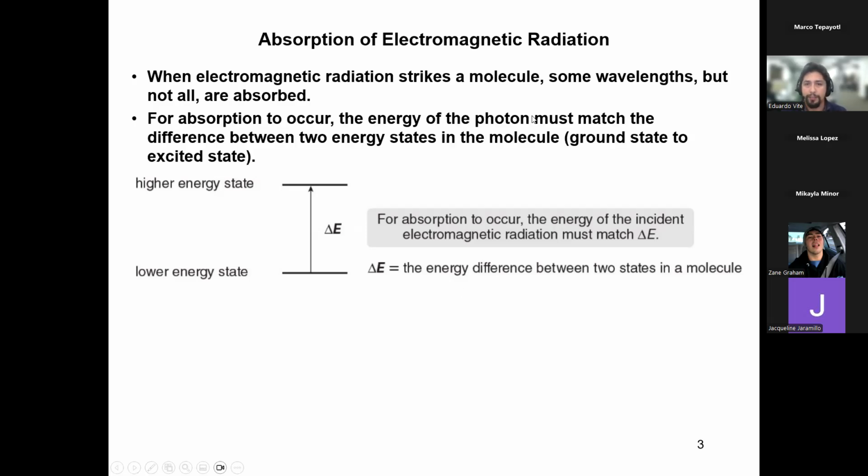For absorption to occur, the energy of the photon has to match exactly the difference of the energy between the two states. If it does not match that energy, you do not get an absorption. So even though you can start, for example, at 780 nanometers all the way to 1 millimeter, not all of that energy will get absorbed by the molecule, only specific wavelengths. And that's exactly what makes IR so powerful: it allows us to tell what functional groups are present, because some functional groups only absorb at very specific wavelengths, which we will see as we continue.